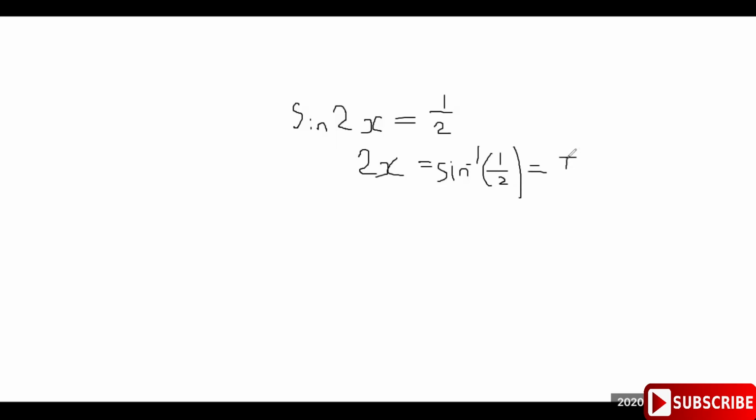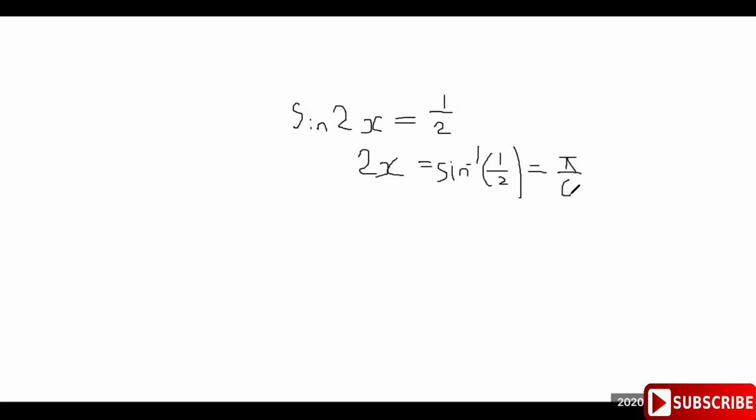Because this one, I like to draw the circles when we do these types of questions. So we want to work out sine 2x equal to the sine of pi by 6, which is a half. Sine of 2x is equal to a half. So 2x is equal to sine inverse of a half. And the sine inverse of a half is pi by 6.